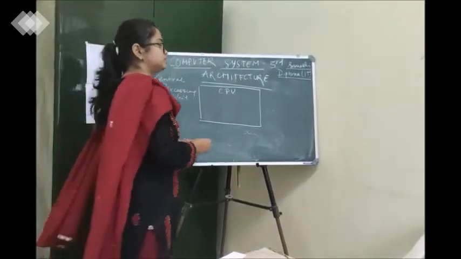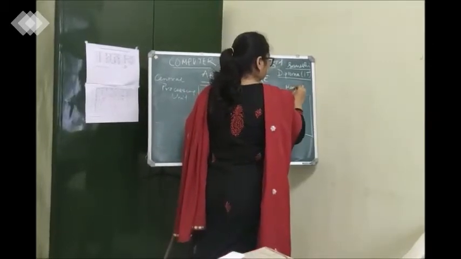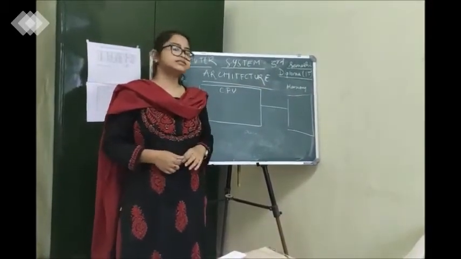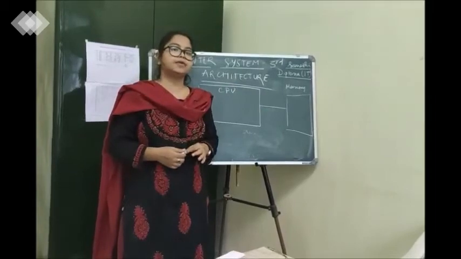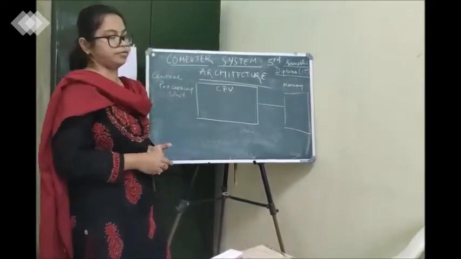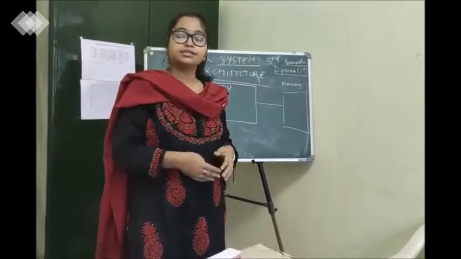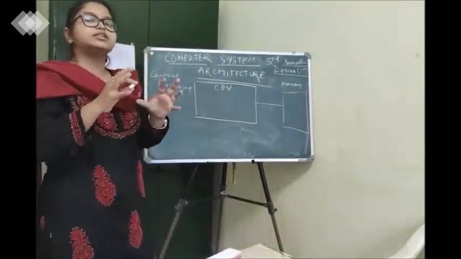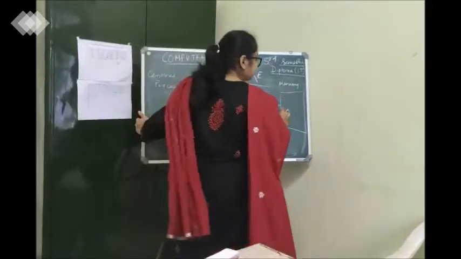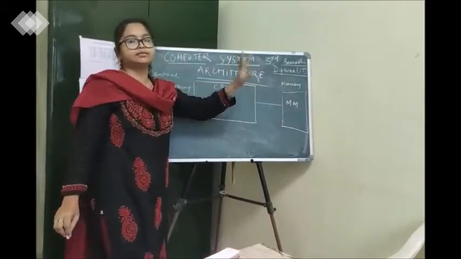Now CPU is connected with memory unit. Memory is again of various types. Broadly, memory is of two types, main memory and secondary memory. As we go into the subject more, we will study all these components in greater detail. But now we just need to understand the components and their function. So CPU is always connected with main memory.